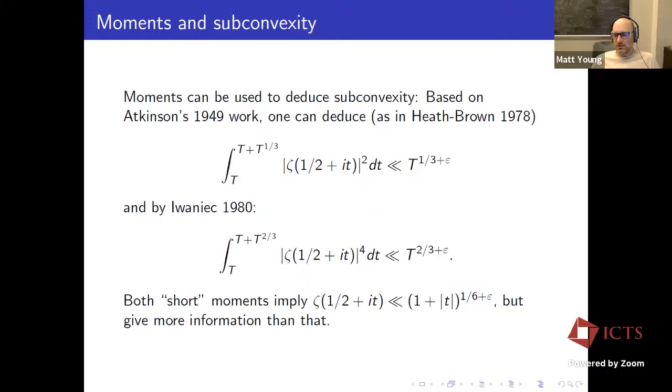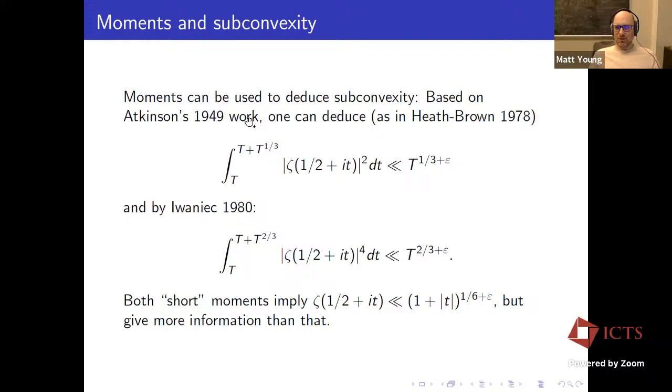Okay, so we can use moments to deduce subconvexity in many situations. One of the first results I know about this is a paper of Atkinson from 1949, where he developed an exact formula for the second moment of zeta with some weight function. Heath-Brown used Atkinson's formula, in a 1978 paper, to get an upper bound on the second moment of zeta in a short interval. The shortest interval he could get using this approach was of length t to the 1/3, and then it's Lindelof on average over that interval.